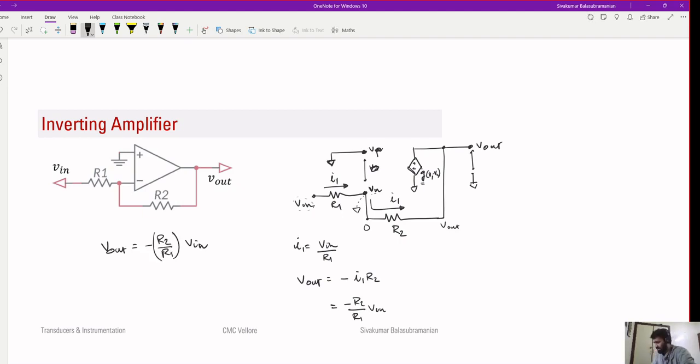Is that clear? So again, you can do the same thing. You assume a finite input impedance and finite output impedance, and a finite value of G, and you can derive the whole thing. You derive a more complicated expression, and then if you use a limiting argument where R in is infinity, R out is 0, and G is infinity, then you will arrive at this expression.